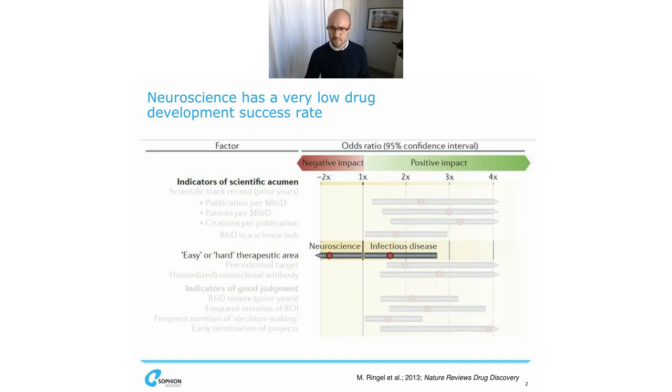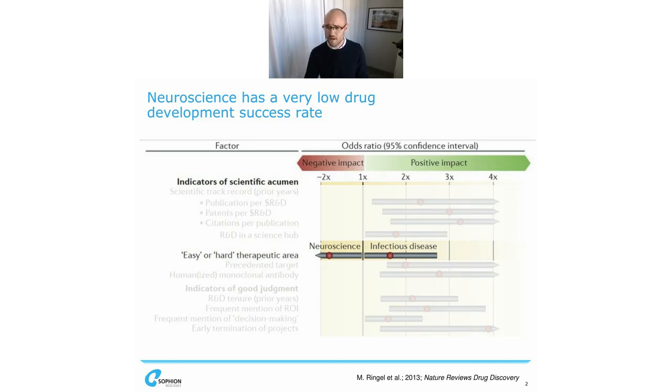So for example, here you could be looking at a publication per dollar spent in R&D, and then you would see that there's a significantly positive correlation with that fact to the success in the clinic. Or maybe not surprising, also the number of patents per dollar spent in R&D also significantly has a positive effect.